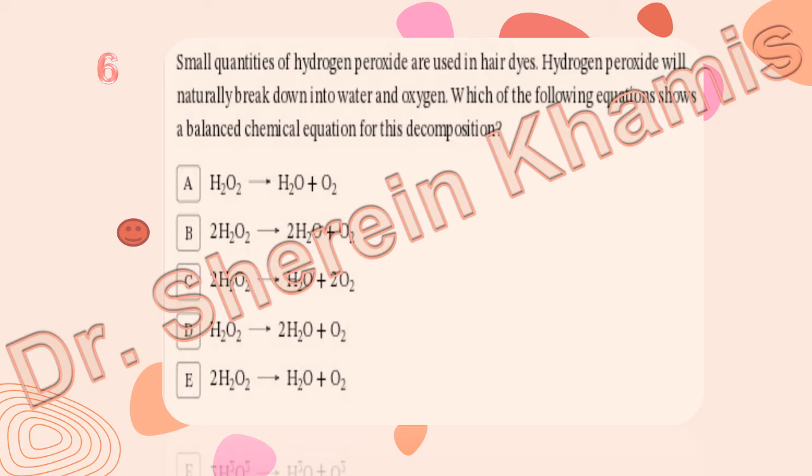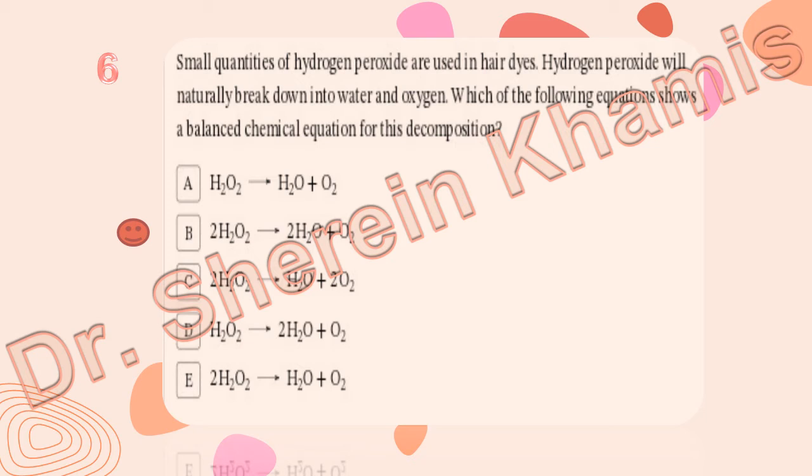So we must calculate the number of atoms. We have 2 times 2 equals 4, 2 times 2 equals 4, and in the product 2 times 2 equals 4 also. We have 2 oxygen plus oxygen as a product, so we must calculate the amount of product that we have, and the number of atoms in the reactant and in the product must be the same.